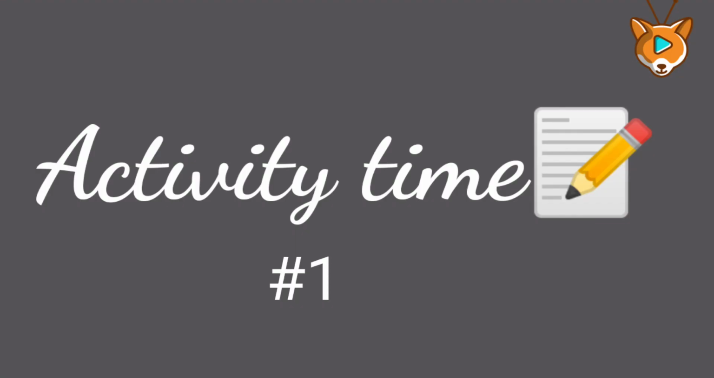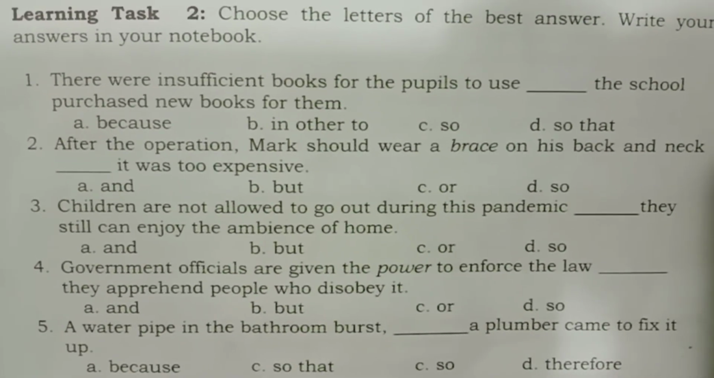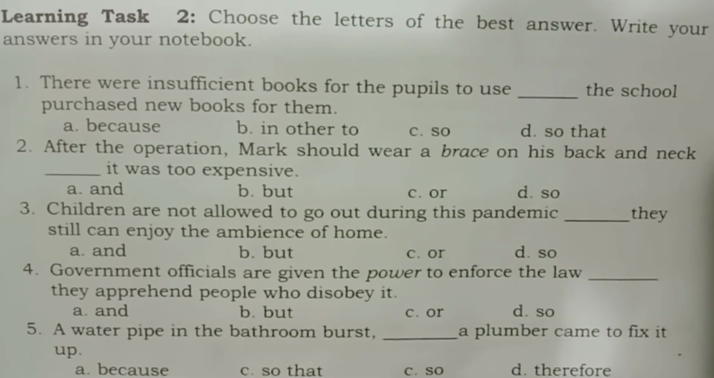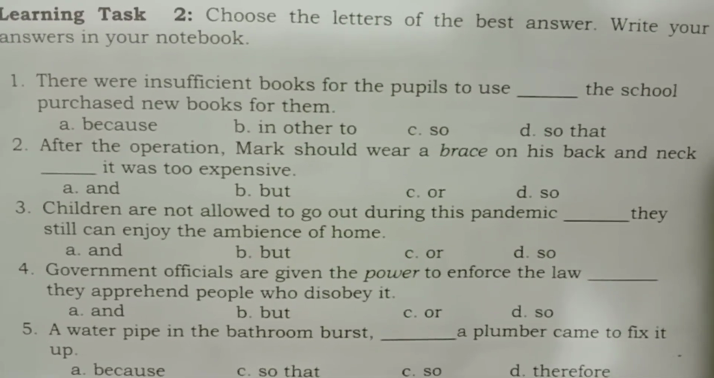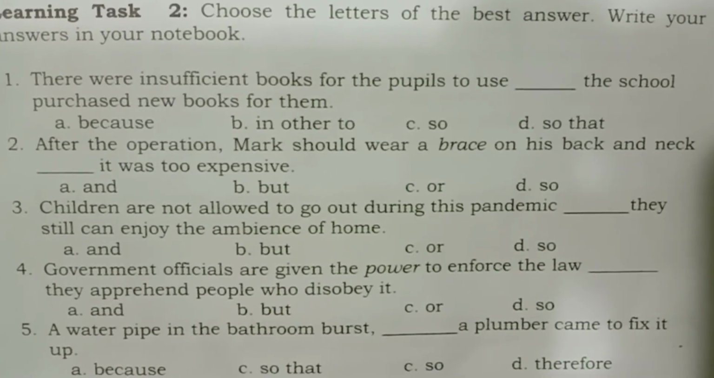Let us see how far you got in our discussion. It's already activity time. For your activity number 1, you're going to answer learning task number 2. You're going to choose the letter of the best answer. You're going to write your answer in your paper.